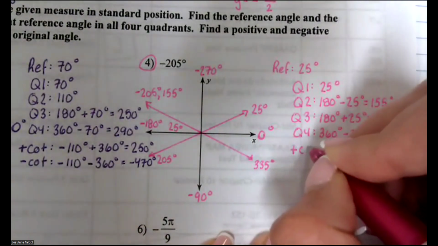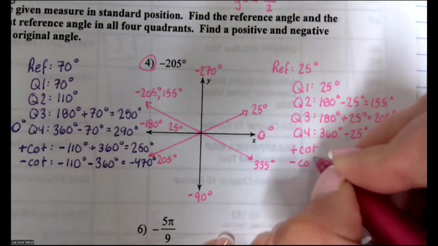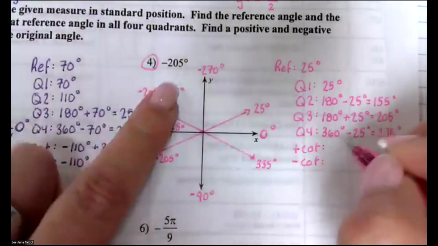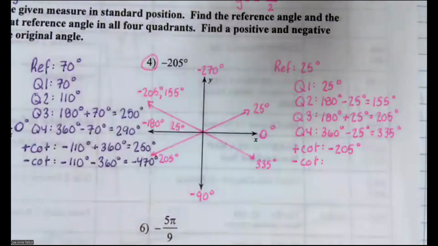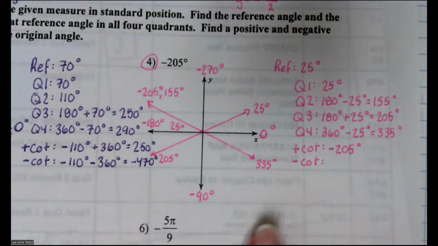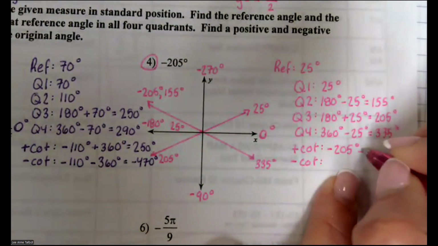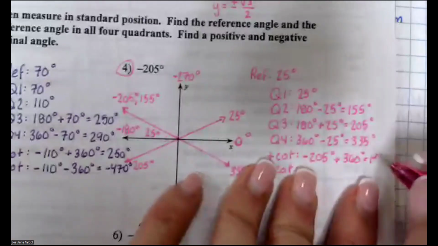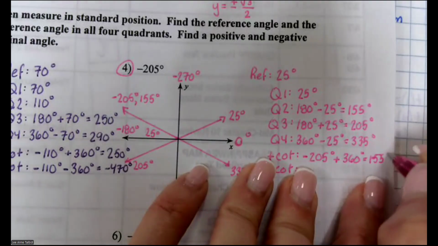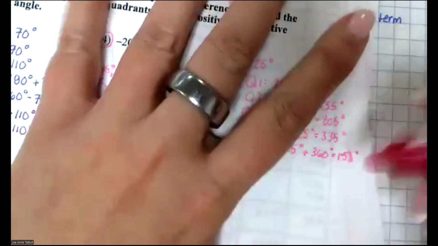Okay, and then remember when you're doing coterminal, you start with the angle given to you in the problem, not the reference angle, so the original angle. And to make this positive, you add 360. Which is 155.